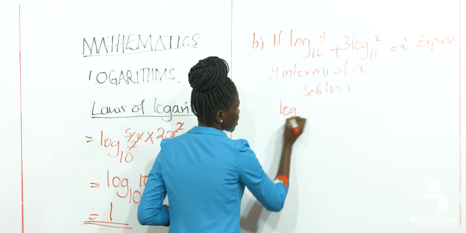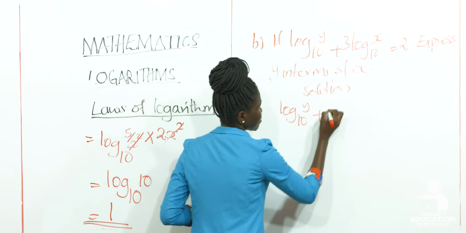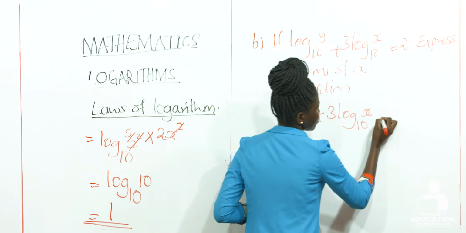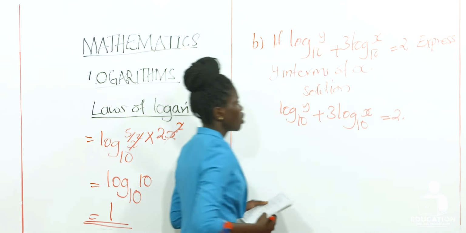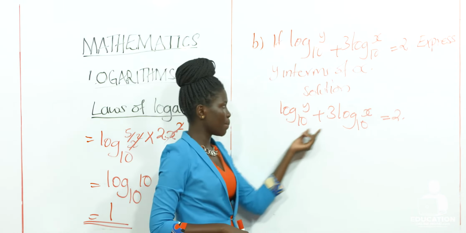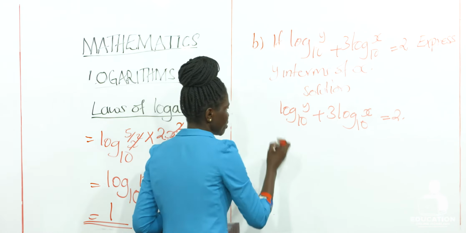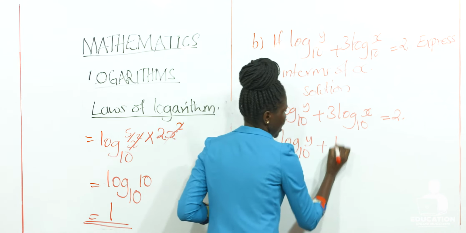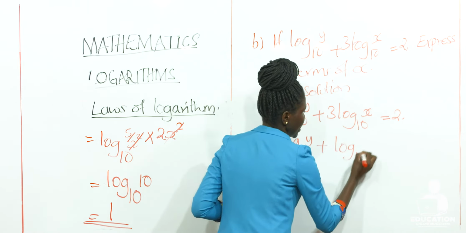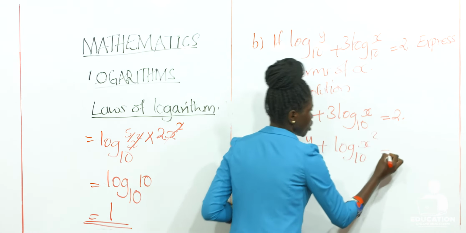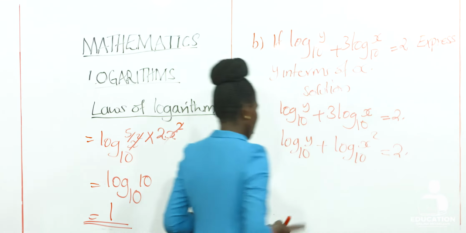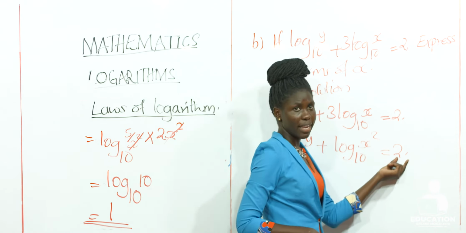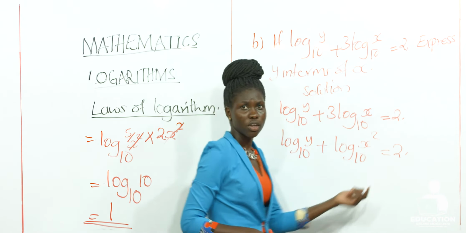We shall have log 10y plus 3 log 10x is equal to 2. Remember the bases are the same, but we are having a power here. So let's rearrange this and we shall be having log 10y plus log 10 x squared is equal to 2. The two numbers are having the same base and we are adding, but we are having 2 on the other side. We are equating to 2.